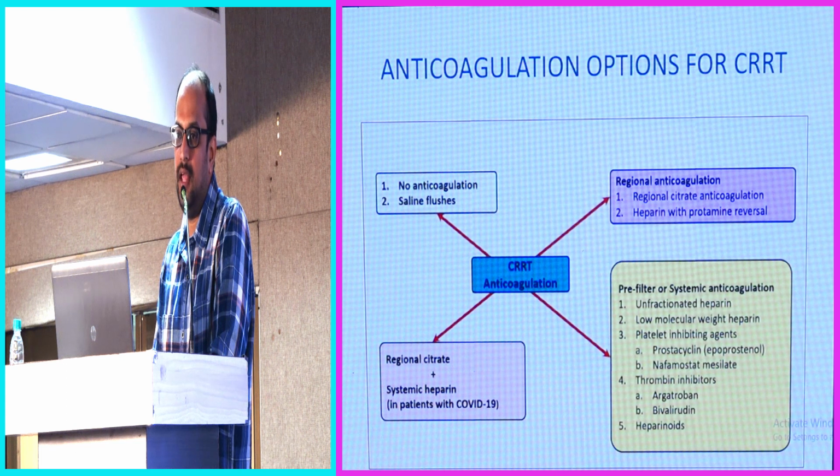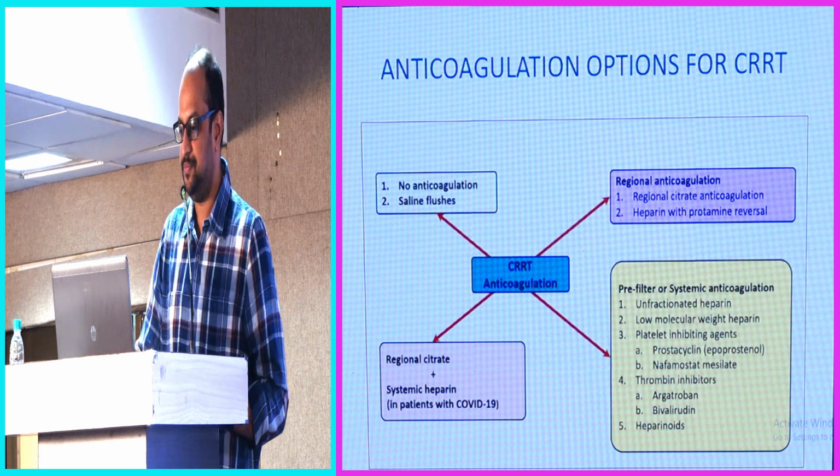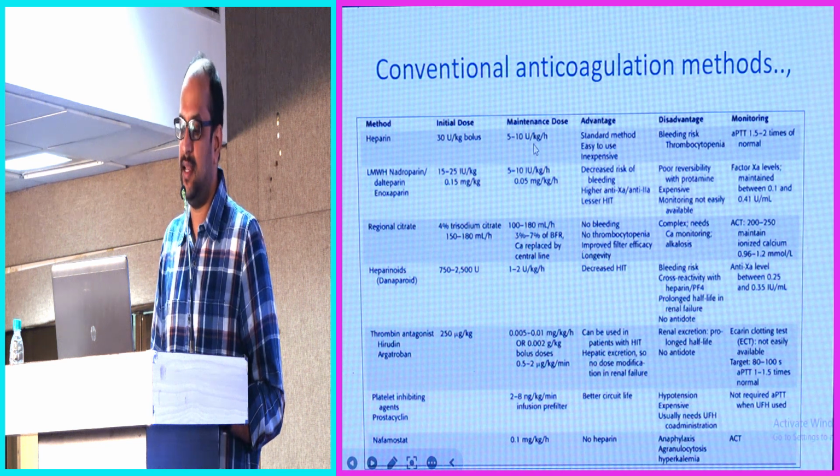Like if the patient is on ECMO, we may need to run the ECMO with systemic anticoagulation, and we may need to run CRRT with regional anticoagulation. So this is the list of the conventional anticoagulation methods that can be used.